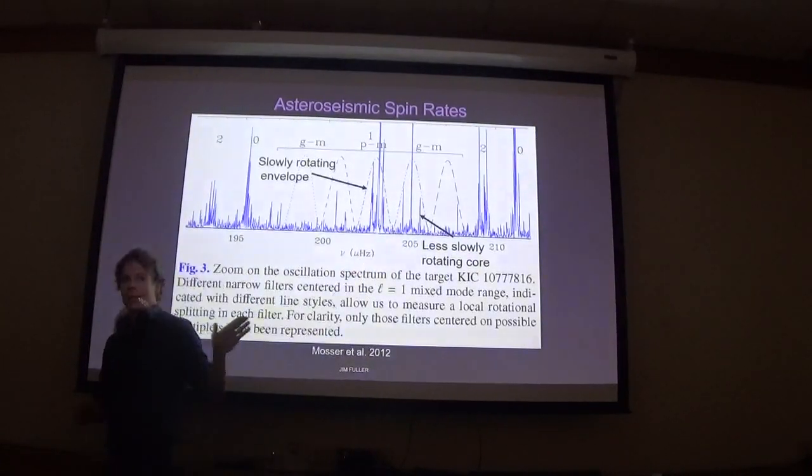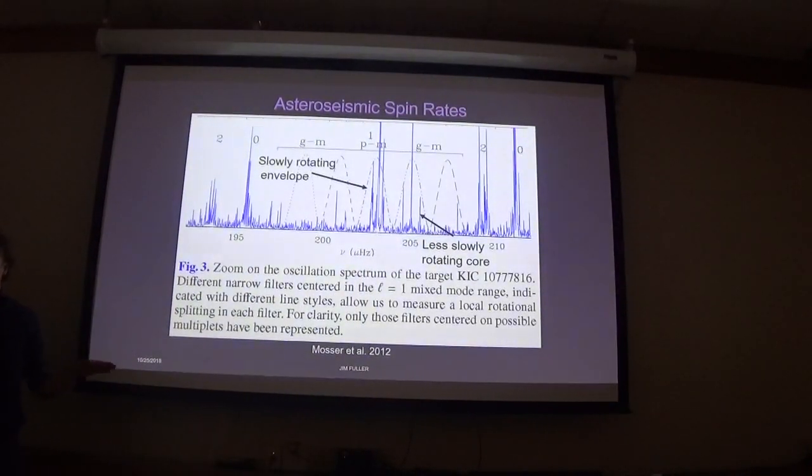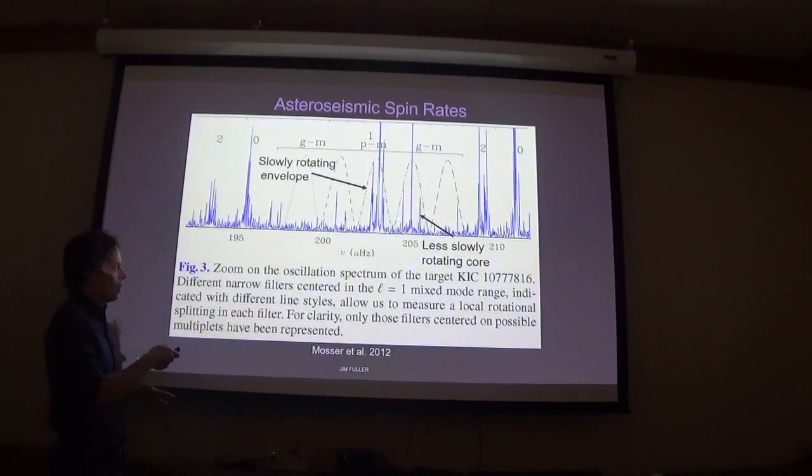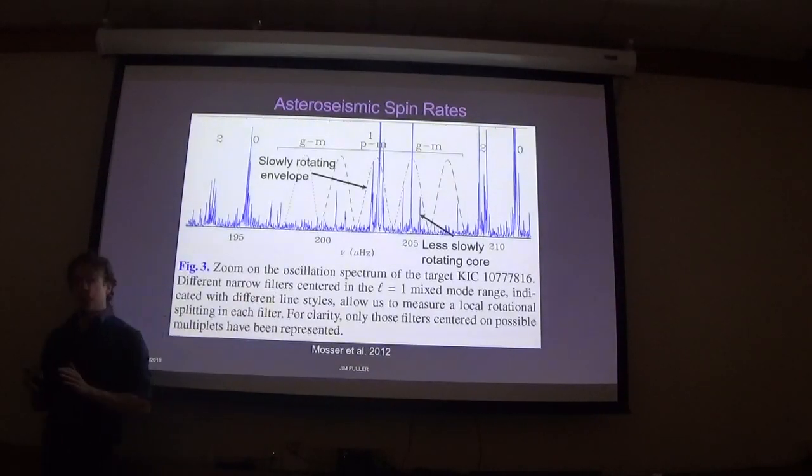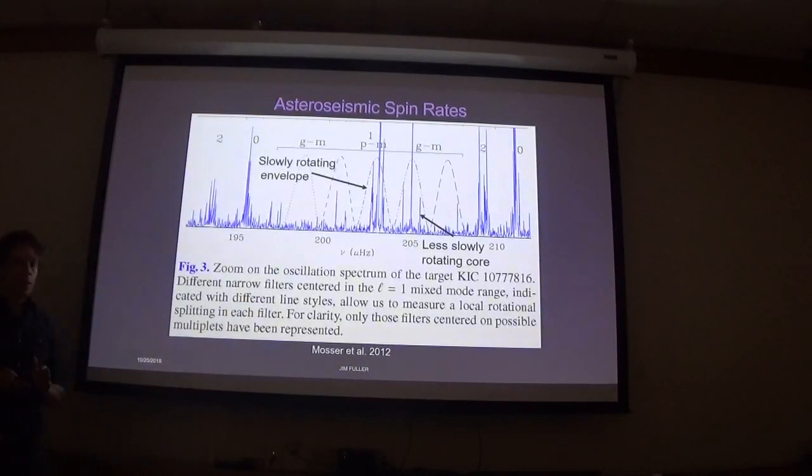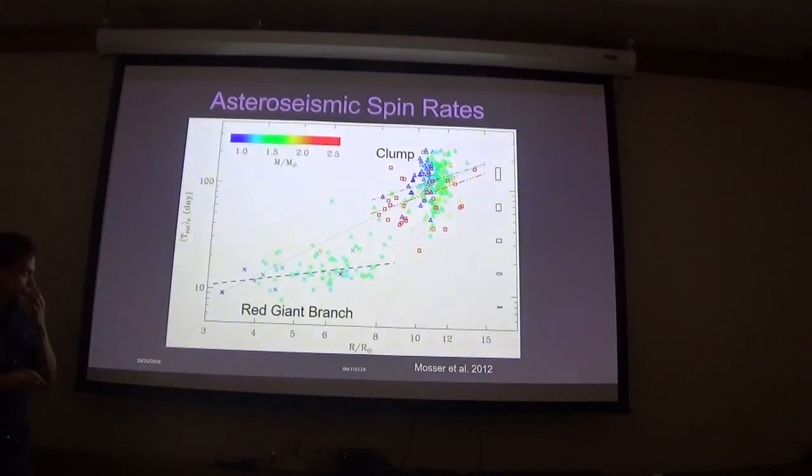So that immediately tells us the core of the star is rotating faster than the surface. And it turns out, when you crunch the numbers, this indicates that the core of the star is rotating something like 10 times faster than the surface. Okay, so we can actually measure that. For many stars, it turns out it's easier to measure the core rotation rate than the surface rotation rate.